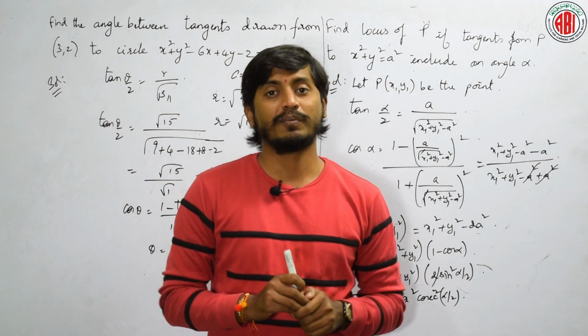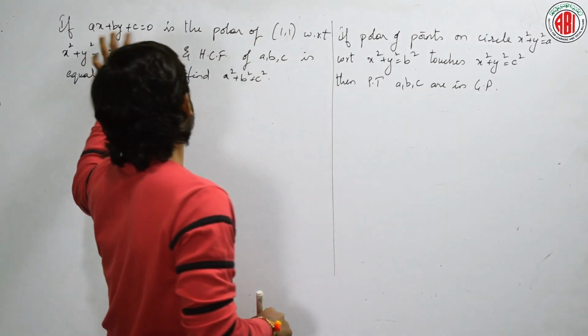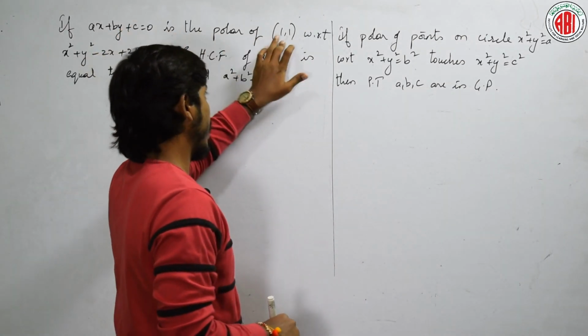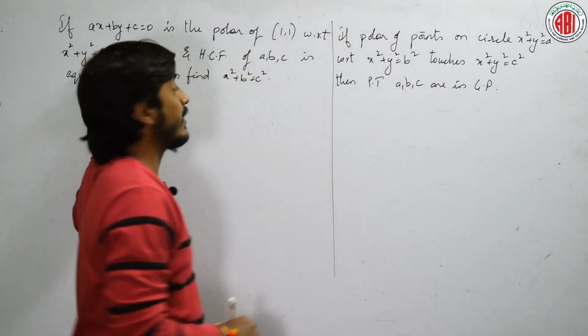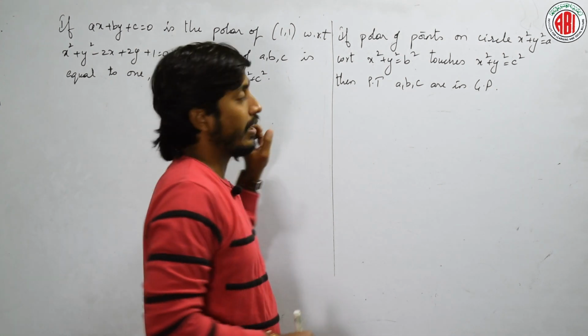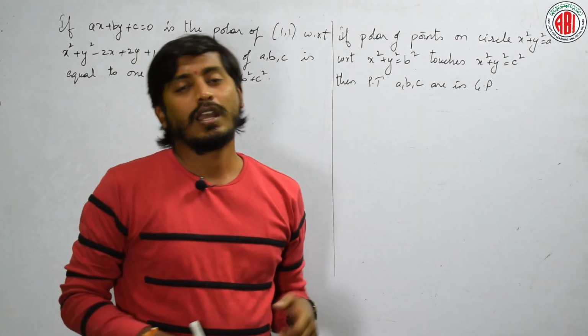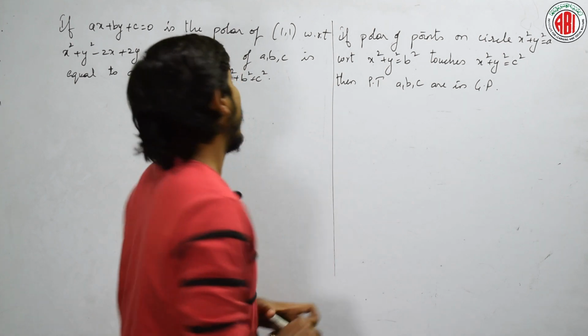Shall we move on to the next problem? Yes, do. Look at the question here. If ax plus by plus c equal to 0 is the polar of this point with respect to this circle, and HCF of a, b, c is equal to 1, then he is asking us to find the value of a square plus b square plus c square. How do we do it? Just have a look.